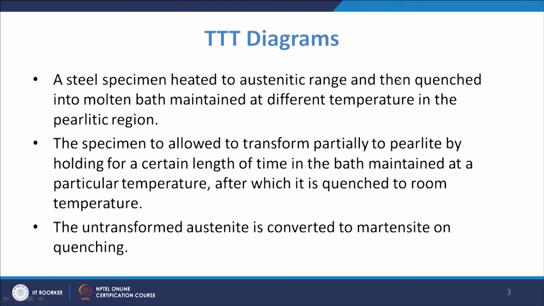So, whatever austenite is there, if it is quenched to room temperature, with fast cooling the austenite will convert to martensite. All the untransformed austenite will be converted to martensite on quenching. If some part has transformed, it will have transformed to pearlite. Otherwise, the rest of the austenite which is not converted so far will be converted to martensite.